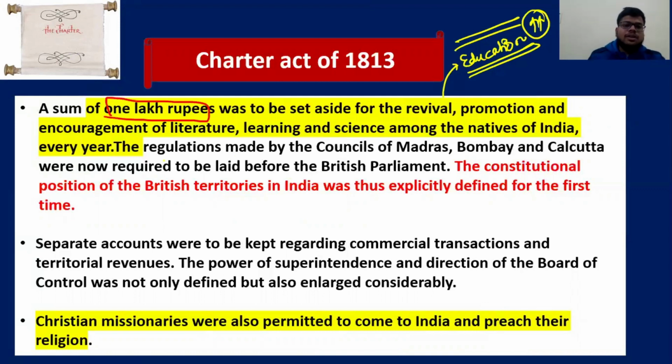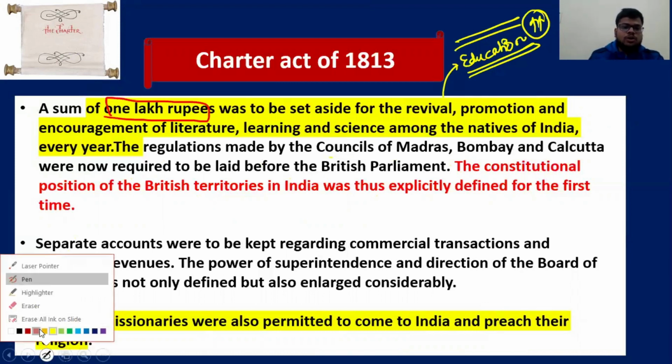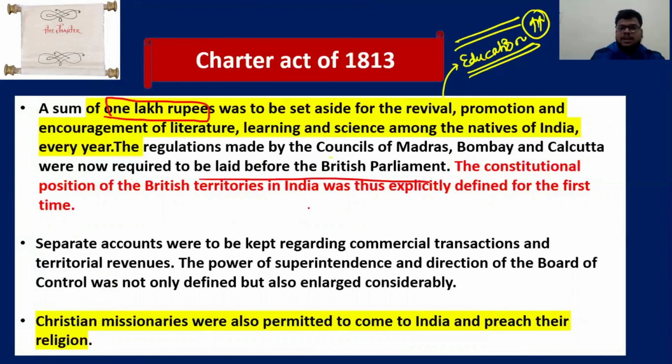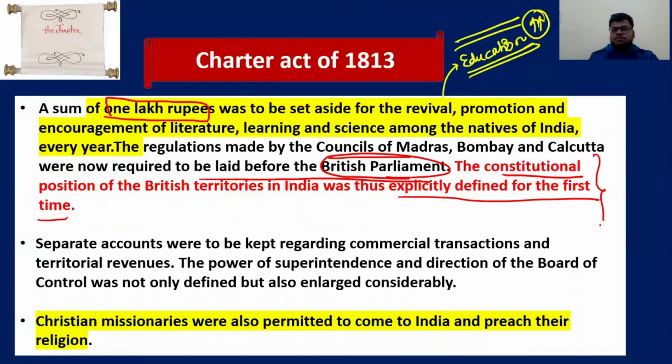Then regulations made by the Councils of Madras, Bombay, and Calcutta were now required to be laid before the British Parliament. That means now the British Parliament wants to have more power over the regulations made by Madras, Bombay, and Calcutta. Then the constitutional position of the British territory was explicitly defined for the first time. This is a very important point. Now they have defined explicitly that these are the British territories in India. Okay? These statements you need to keep in mind.